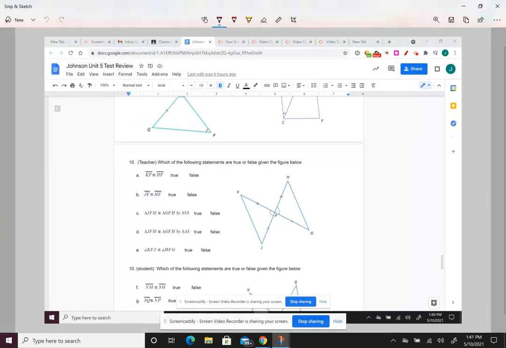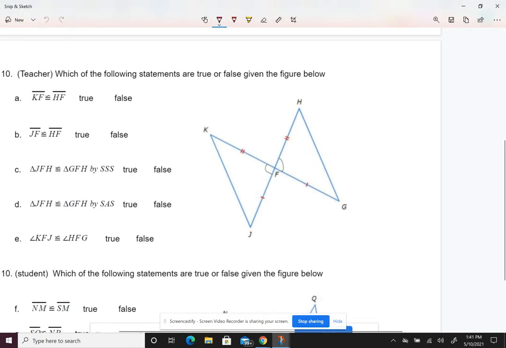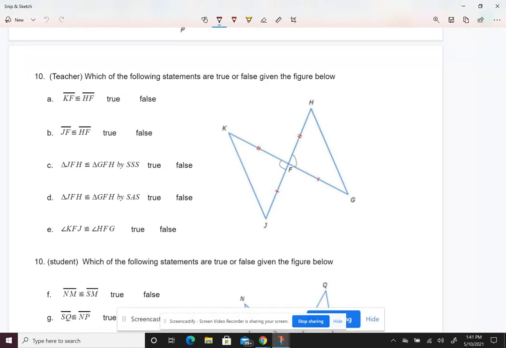All right, guys, for number 10, what we're going to do is just go through and see what we know, see what's true and what's not true. So this one says that side KF, so we're looking at K to F, which has 2 marks, must be congruent to side HF. So here's H to F. The easiest way to determine if they are congruent is to just look: do they both have the same marks? This has 2 marks, that has 2 marks. Yep, so that one's true. So we're just looking at the marks.